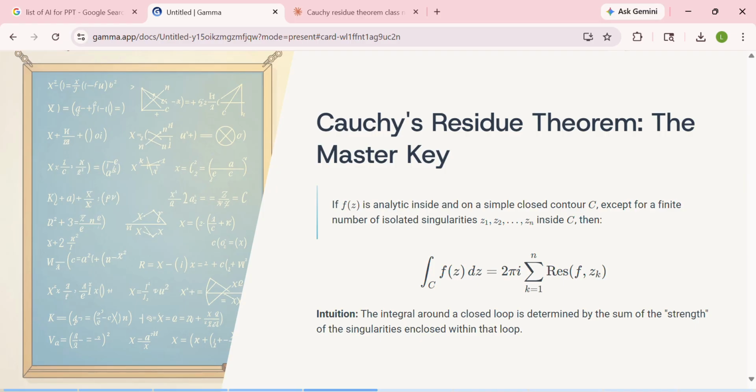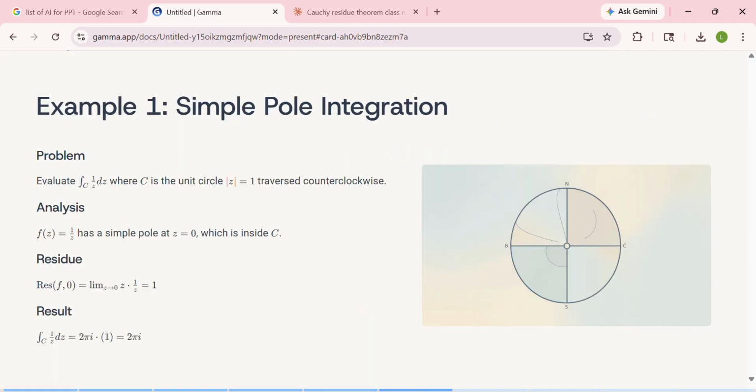The Cauchy residue theorem statement says that if the function f of z is analytic inside and on a simple closed curve C, then integration over C of f of z dz can be found by using 2 pi i into the sum of residues, the sum of residues of isolated singular points which lie inside the contour C.